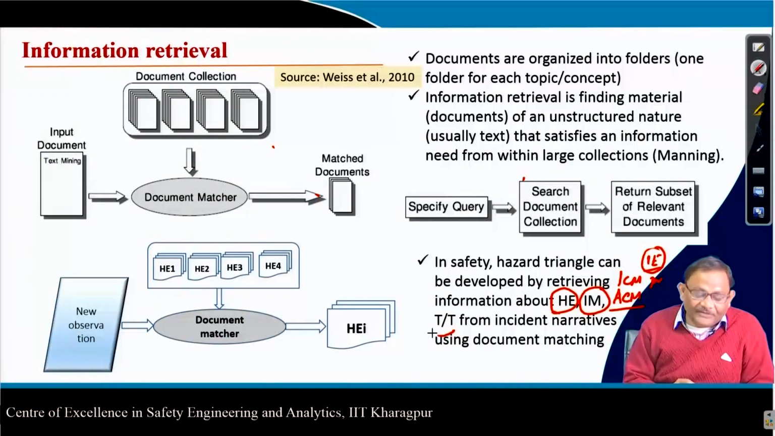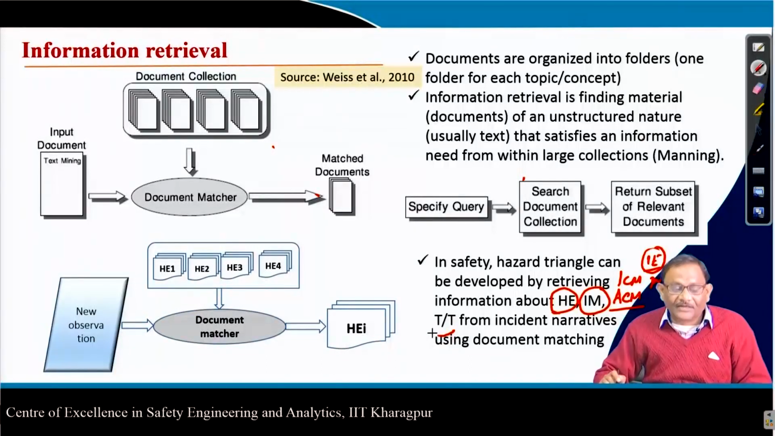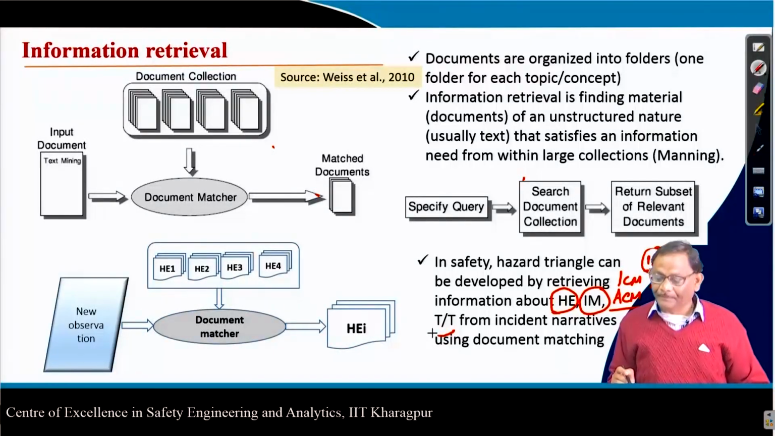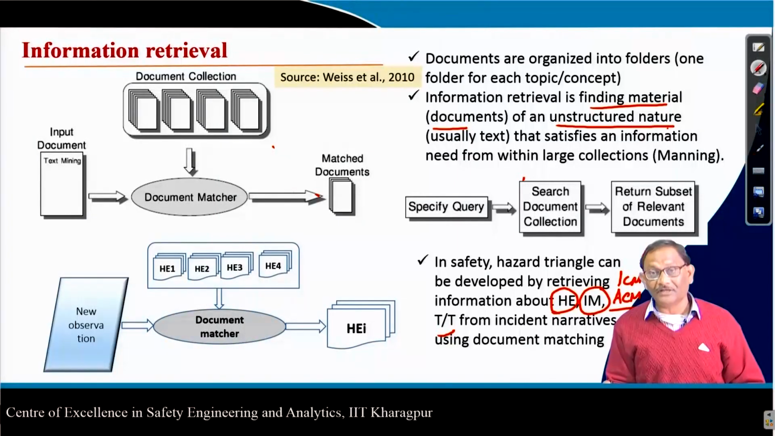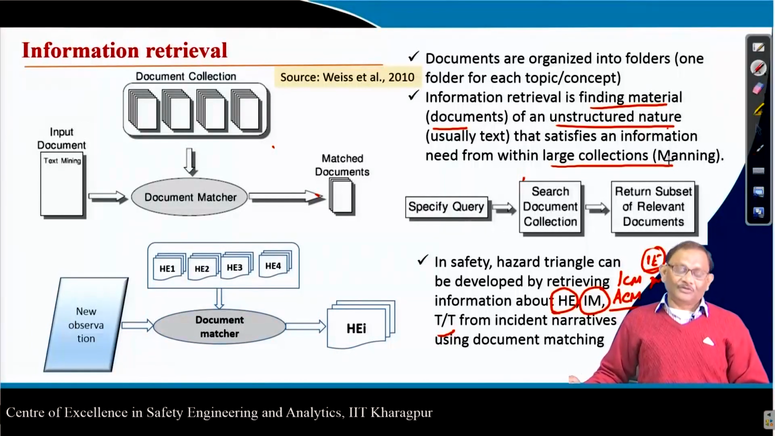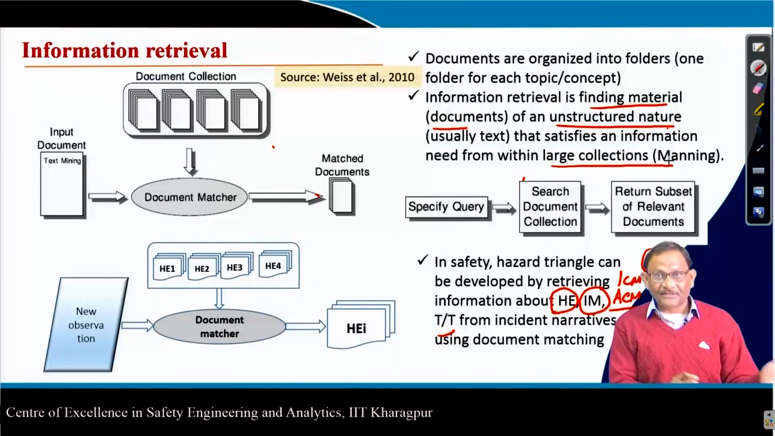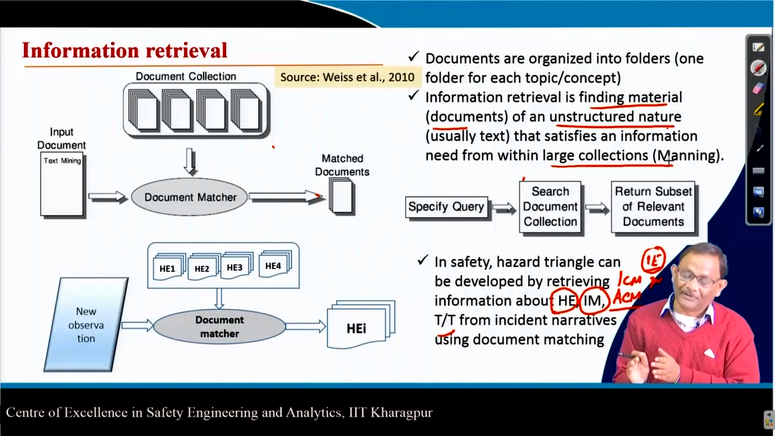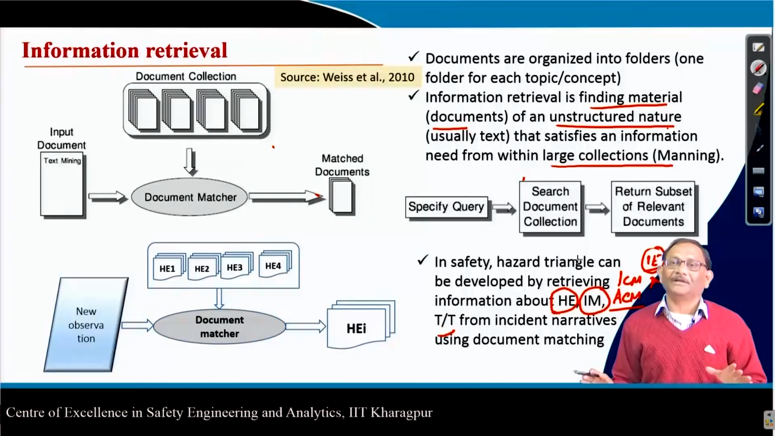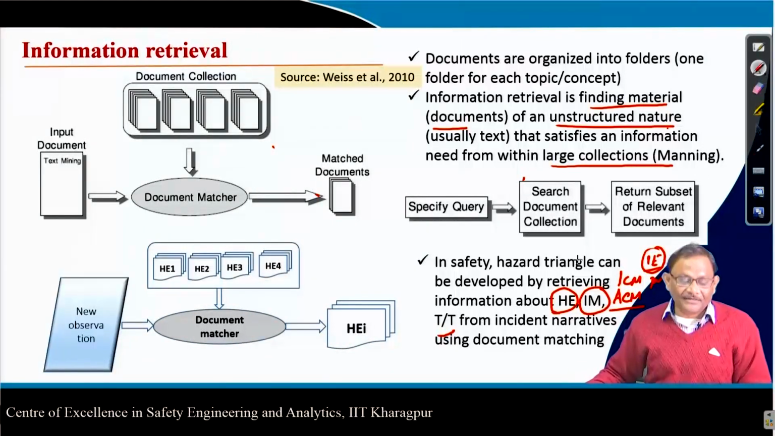What I am trying to tell you is what information retrieval actually does: it is finding material or documents of an unstructured nature. A document is always unstructured. It satisfies an information need from within a large collection. So the unstructured text goes through an information retrieval program, and you develop some kind of hazard triangle. That is the issue.